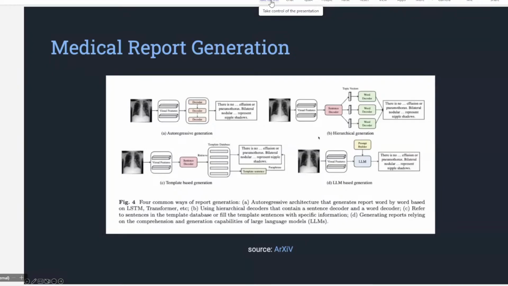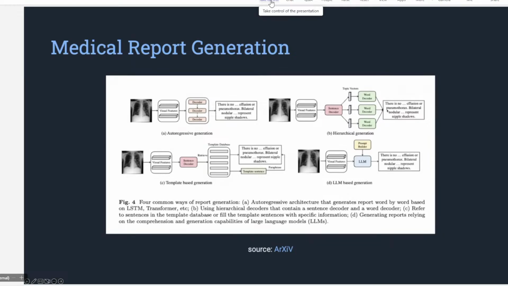Then in part B, we have hierarchical generation, where the left part of the process stays similar, but once it is passed through a sentence decoder, there are various hierarchies of word decoders, where the top level might just say whether the image is normal or abnormal, and the layer below it would focus on delineating what exactly the abnormality is, if present. And the layer below it would then focus on delineating exactly which part of the image has that anomaly, or something like that.